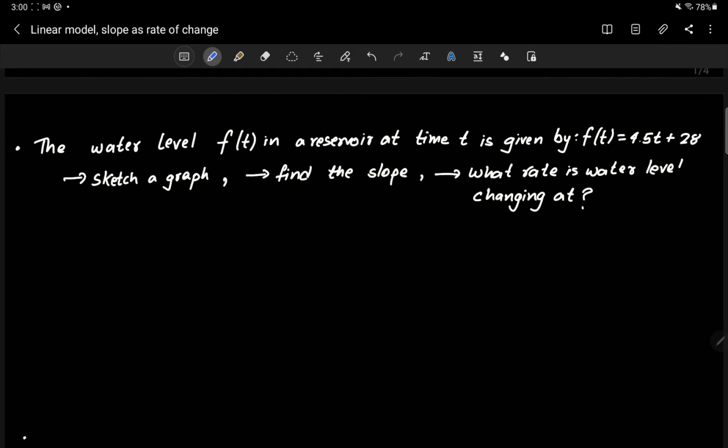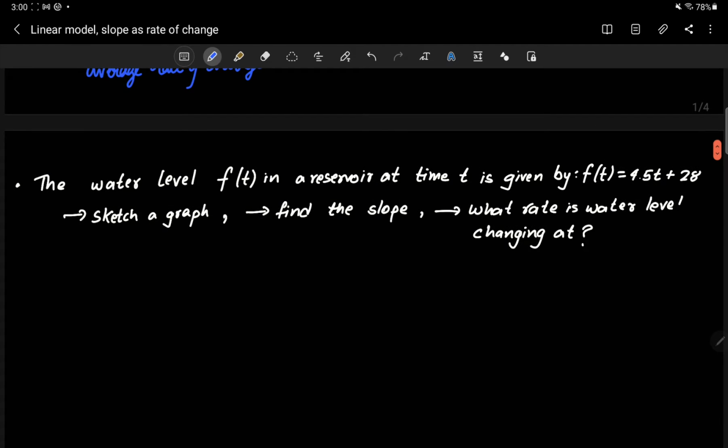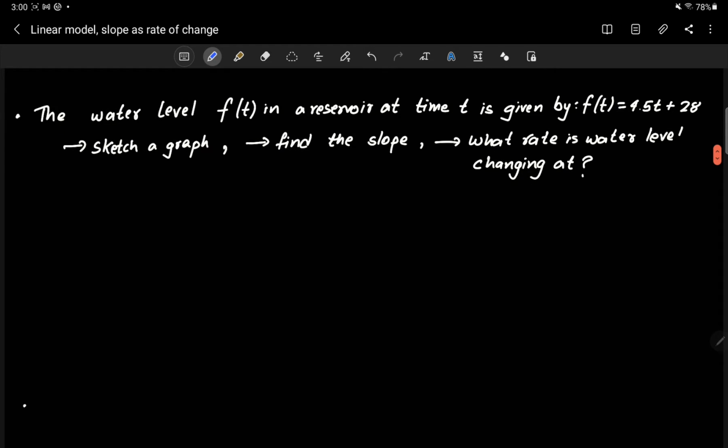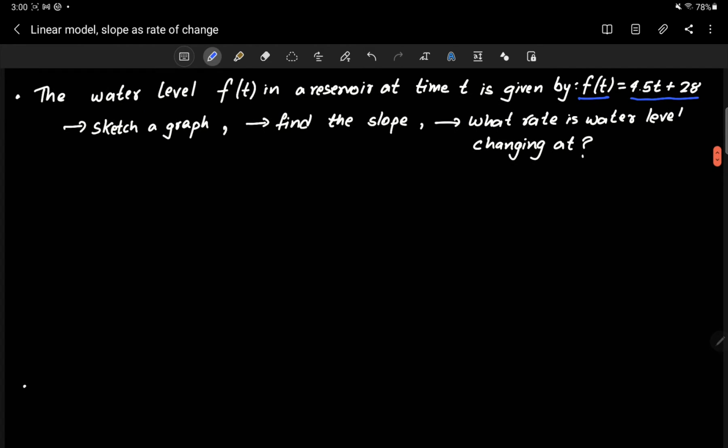Alright, let's look at an example where the water level in a reservoir is modeled using a linear function. So this says f of t is the function which measures the level of water in a reservoir at any time t. And this f of t is given by 4.5 times t plus 28. So let's see what this really means.